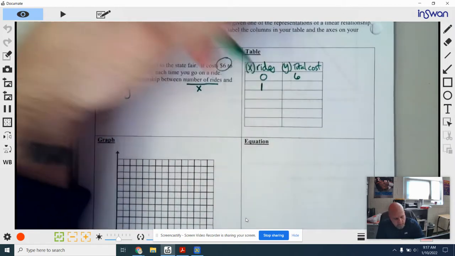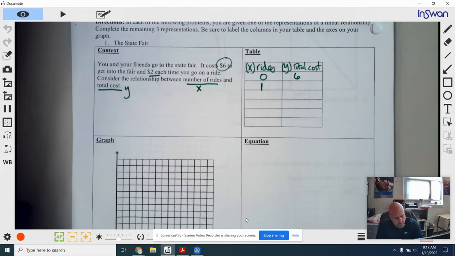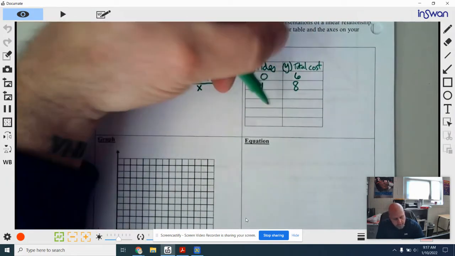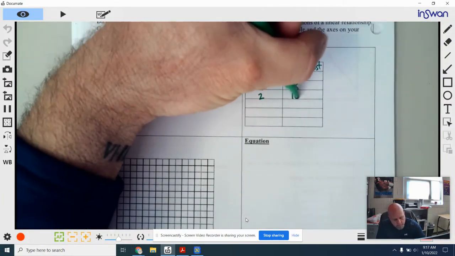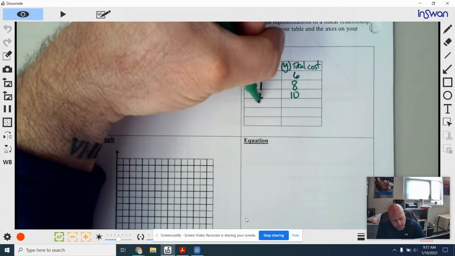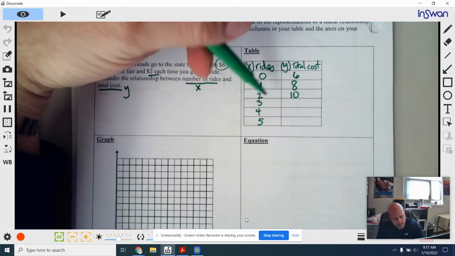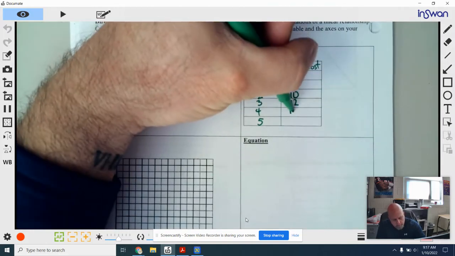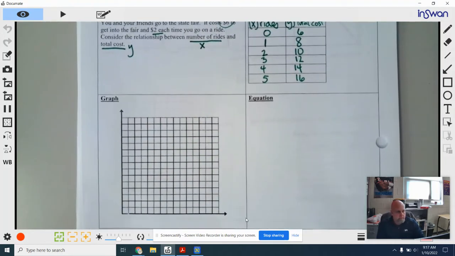Okay, now 1 ride, you see each ride is $2. So 6 plus 2 gives you $8. Okay, if I went on 2 rides, again, I'd have to add another 2 to make it 10. So we're going to continue this for 3, 4, 5 rides. So every additional ride, I'm adding 2 plus 2 plus 2. So it's going to be a 12, 14, and a 16. Okay, move down to the graph there.